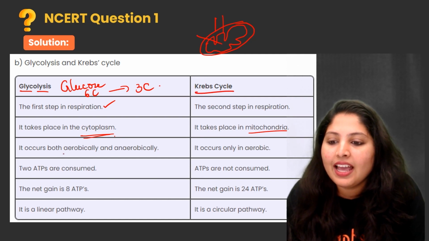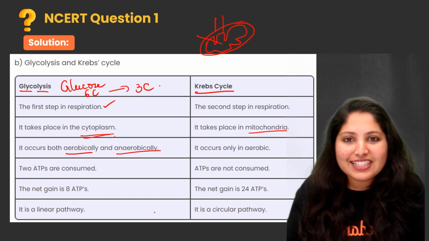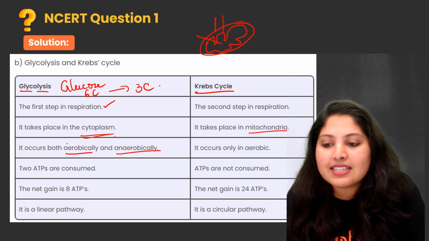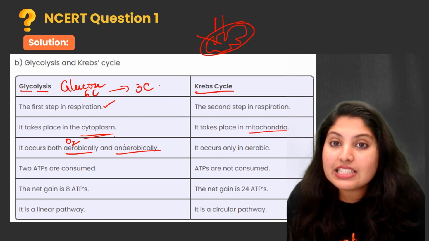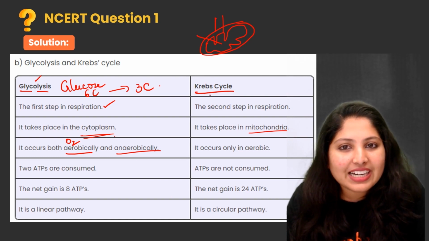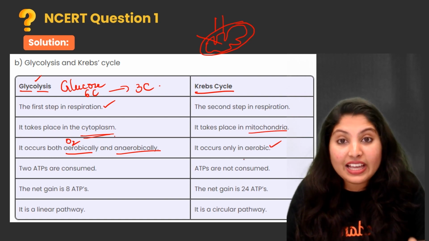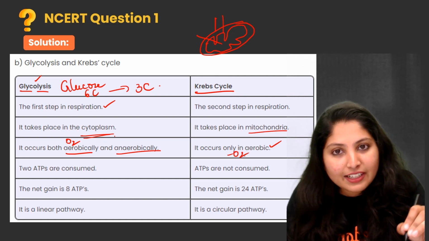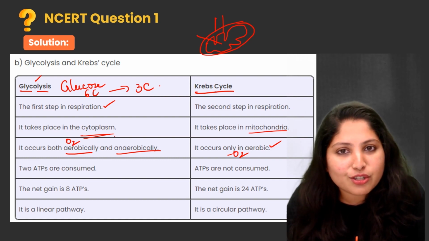Next, glycolysis occurs in both aerobic and anaerobic organisms. That means whether oxygen is present or not, this reaction is going to occur. But Krebs cycle occurs only in aerobic conditions. Only when oxygen is present will the Krebs cycle occur.